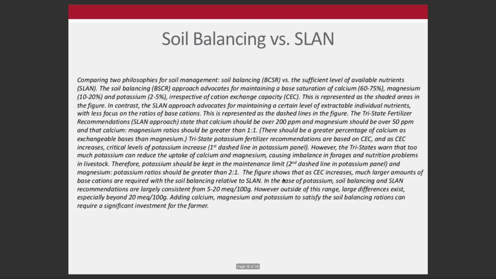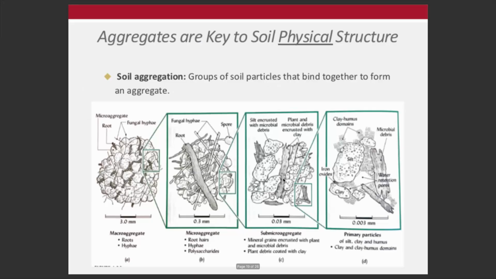Okay, here's just a figure legend to describe that figure. Okay, so we'll move on with that. Let's talk a teeny bit about, I don't want to spend too much time on soil balancing, but let's talk a teeny bit about what's behind this.